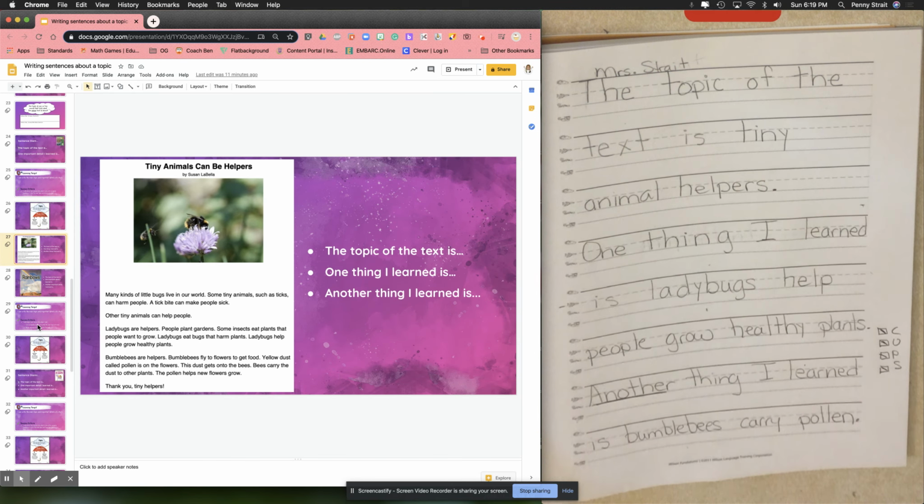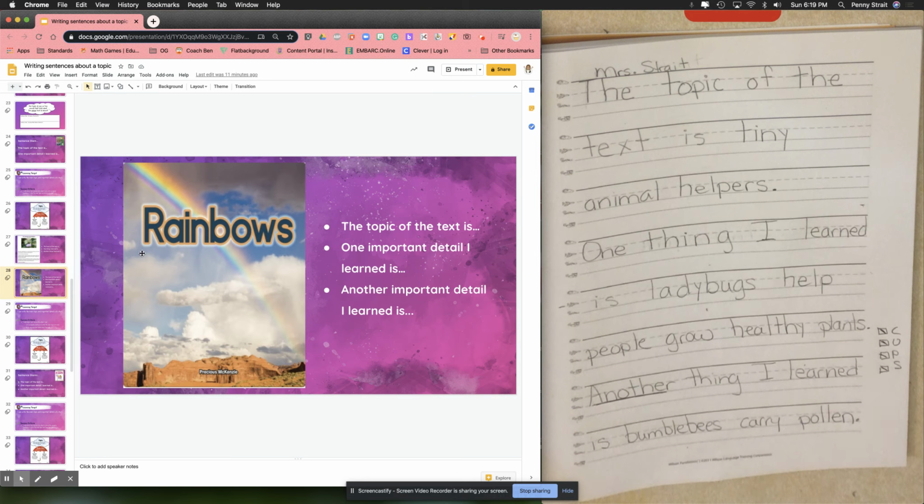Now it's your turn. You're going to go to Seesaw. You're going to think about the book we read in Reading Workshop, and it is in Epic Books if you want to go read it. I have shared it with you in your library if you need the book, and that will help you. Remember, you're going to be writing the topic of the text is, what's the topic of this text? This text called rainbows. And you're going to write one important detail I learned is, and you're going to write another important detail I learned is. These sentence stems will be in Seesaw, and the book will be in Epic.